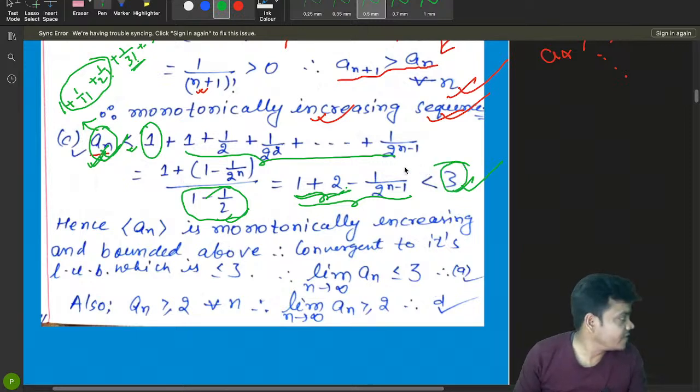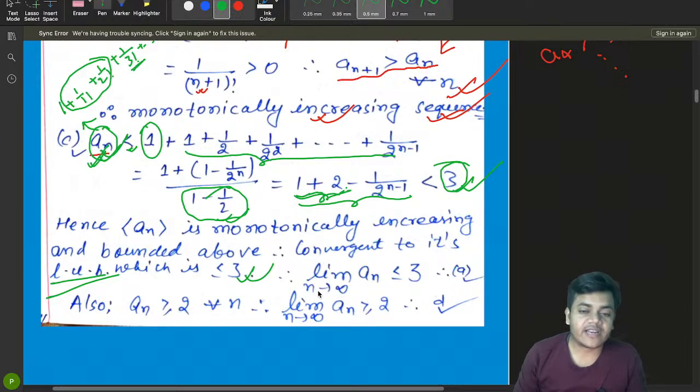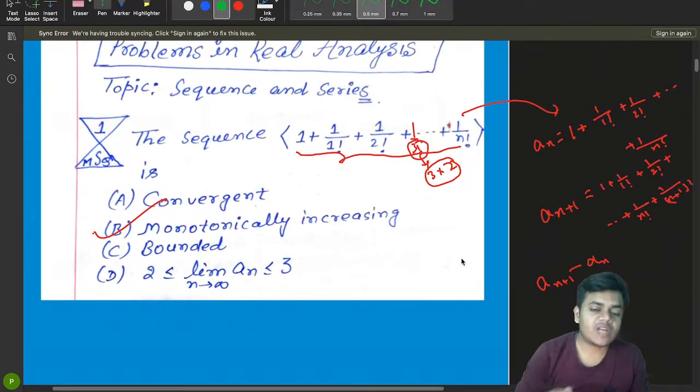If your sequence is bounded above and monotonic, then certainly it will be what? Convergent, and it converges to its least upper bound. So certainly it will converge to less than or equal to 3. So that's why we can say that limit n tends to infinity, an is less than or equal to 3. So that's why this option A is correct.